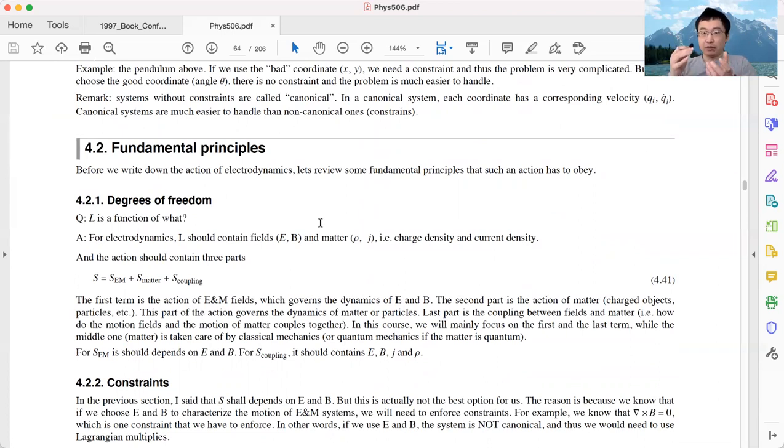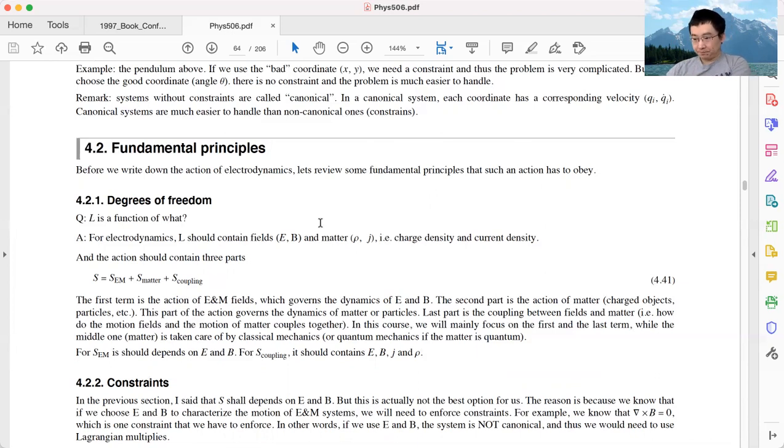Okay, and then we will use the variational principle, delta S equals 0, to get the equation of motion and compare with what we learned in 505. Okay. So before we write down the action, let's first discuss some fundamental principles: what this action would look like, what quantity this action will depend on.